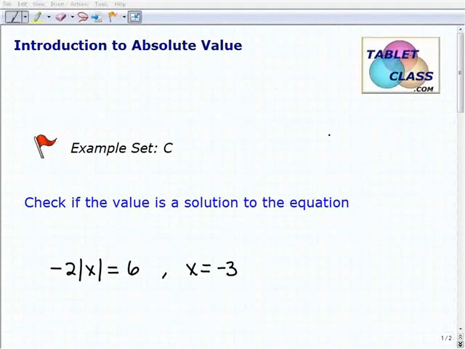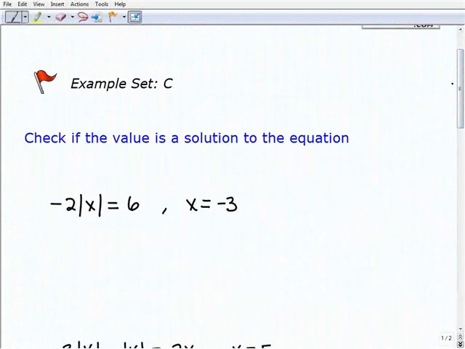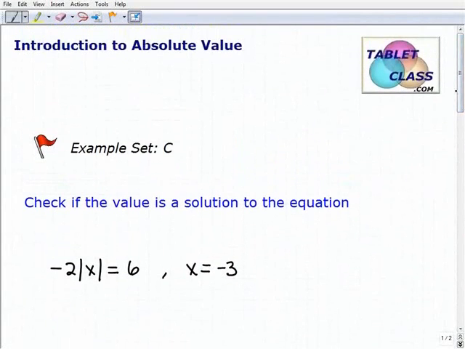This is our third example set C. And what we're going to do in this particular video is check to see if a value is a solution to an equation. All these equations that we're going to be looking at involve the absolute value function. So that's where the absolute value part of our exercise comes in.